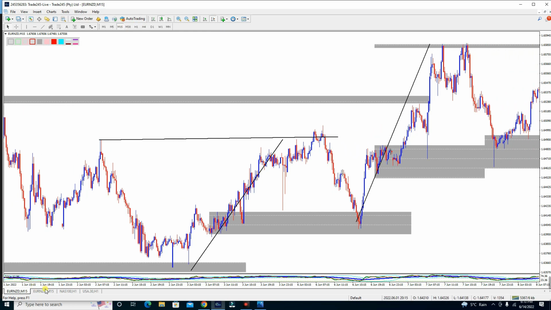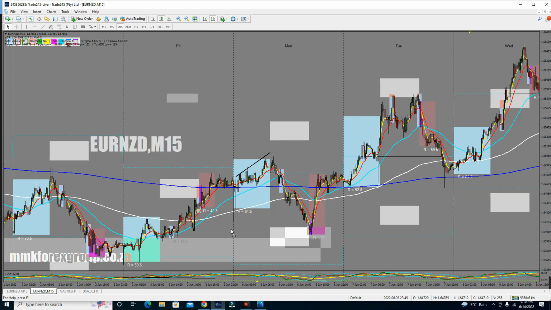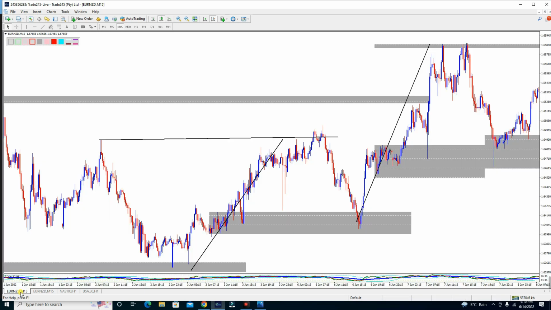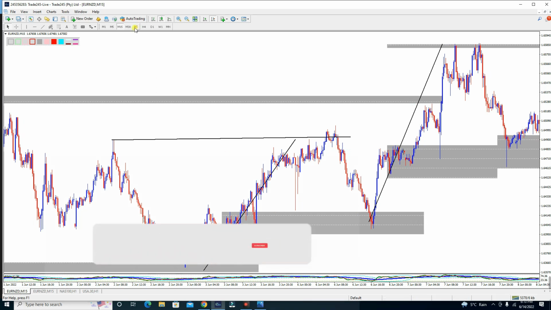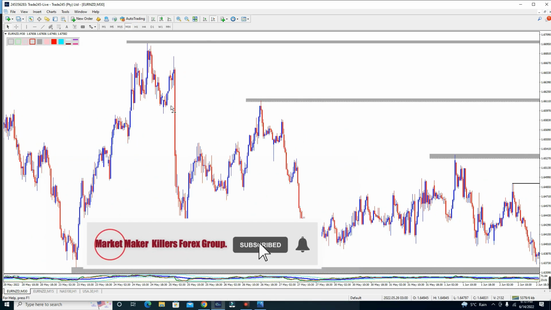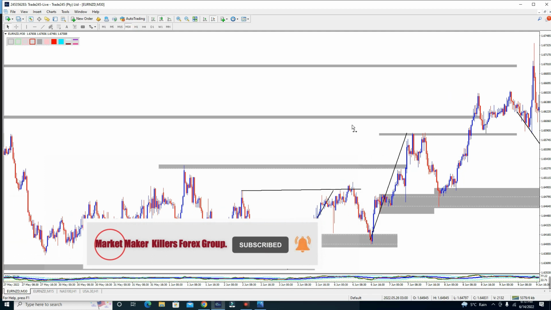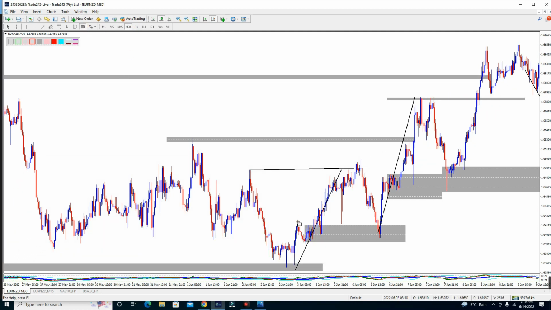Let me just double check. Is it? Yeah, that's the area. So this means that without the indicators and all that, to keep it very simple, this is what we had, right? We had an area right here, right? And we can see how price moved away from that.